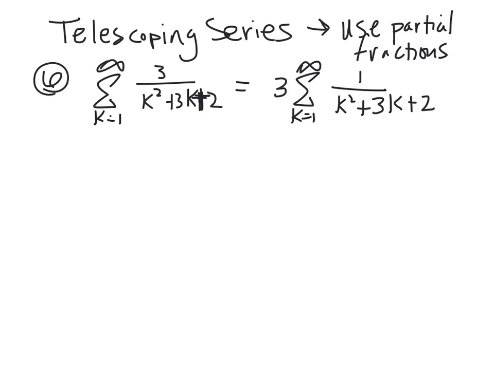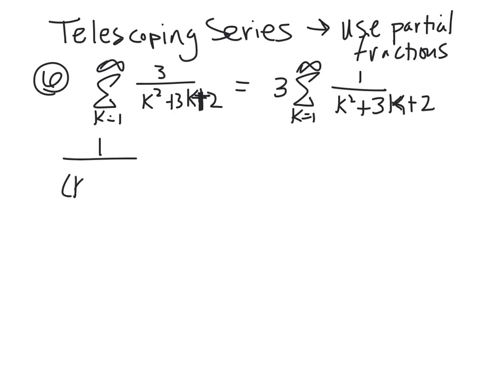Now, you can recognize that a series might be telescoping by noticing that it would have a constant on top, like this one had 3. You can always move that constant out in front to make it 1. And that your denominator would be a quadratic that is factorable. So let's factor that.